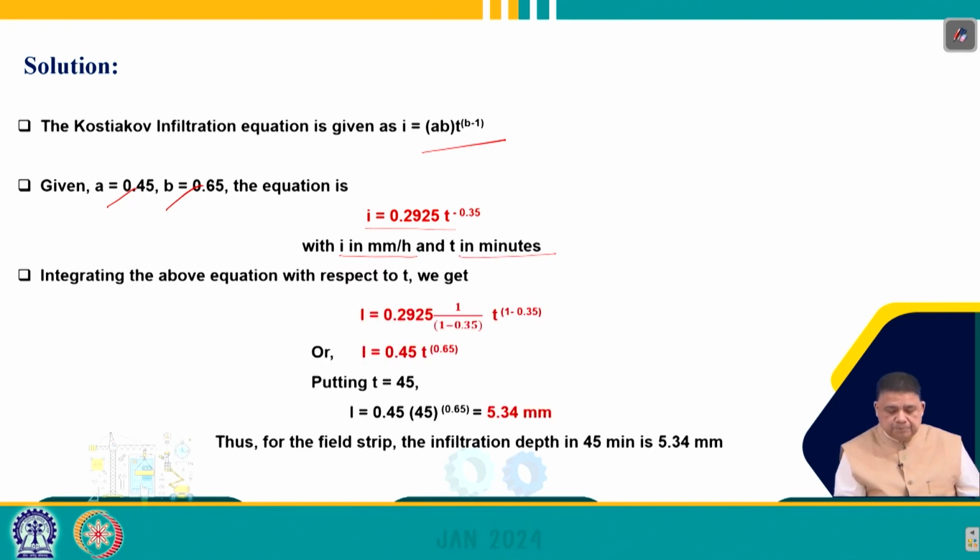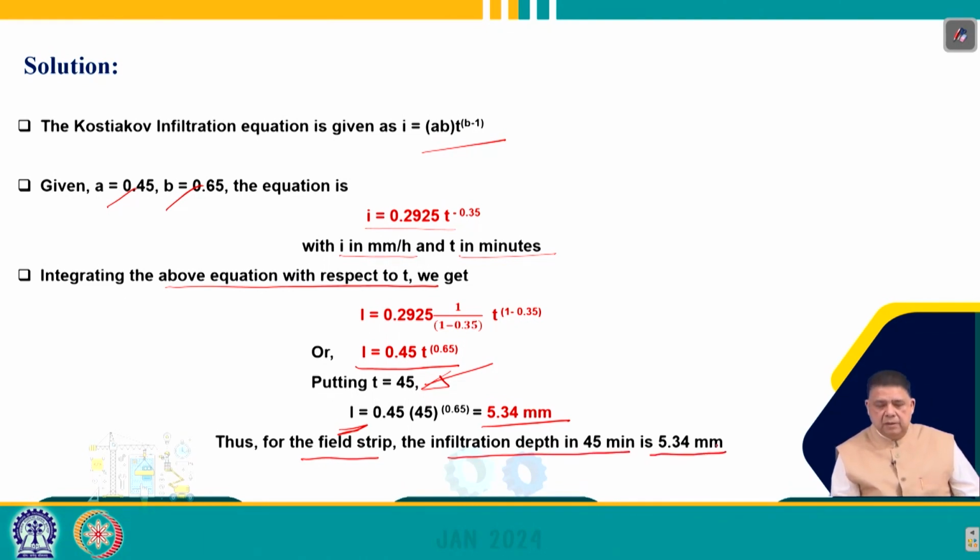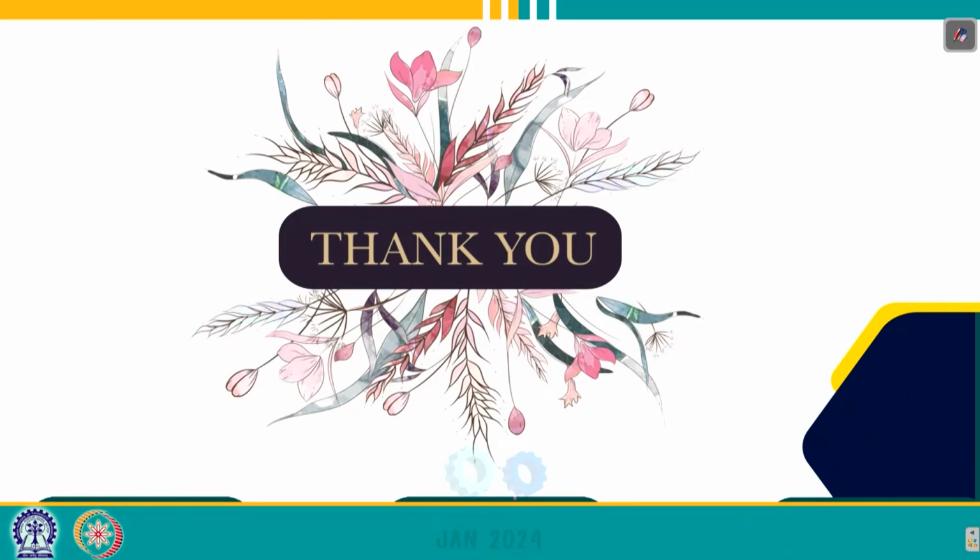At 45 minutes, we want the value, so we integrate the equation with respect to T, because we want cumulative infiltration. So we get F equals 0.45 T to the power 0.65. For T equal to 45, we get a value of 5.34. So for the field strip, the infiltration depth in 45 minutes is 5.34 millimeters. So with this we come to the end of this lecture.